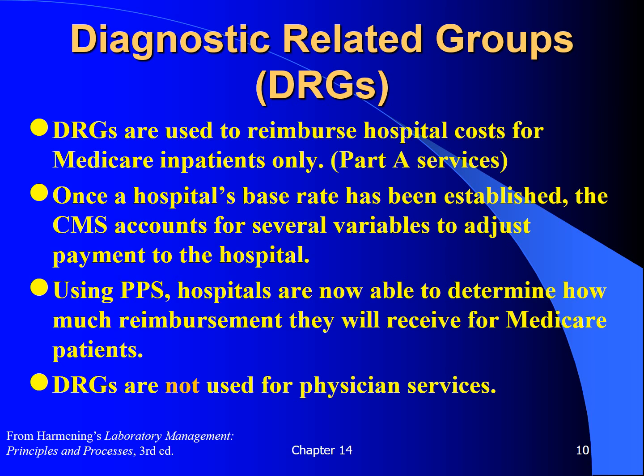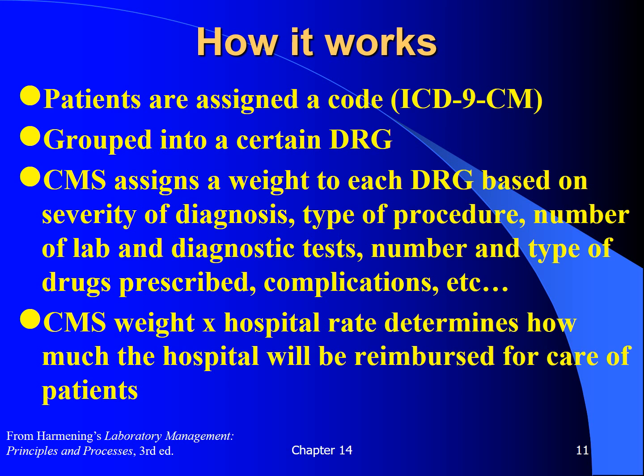There are currently more than 500 DRGs. The CMS assigns a weight to each DRG based on the severity of the diagnosis, type of procedure, number of laboratory and diagnostic tests, number and type of drugs prescribed, and presence of complications or comorbid conditions. It is now possible for hospitals to estimate the amount of reimbursement they would receive from Medicare.